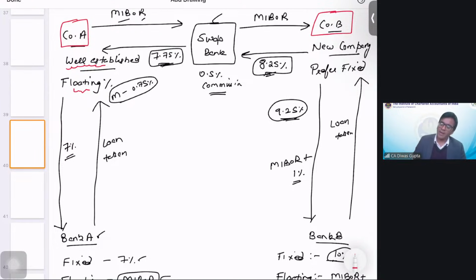Company B, on the other hand, is a new company, students. Let's say Company A is a well-established company and Company B is a new company. So they prefer to borrow in fixed. Reason being, they don't have much risk-taking appetite. Tomorrow, if the rate of interest goes up, they will not be able to absorb that. So they have a clear strategy: they want to borrow at a fixed percentage.